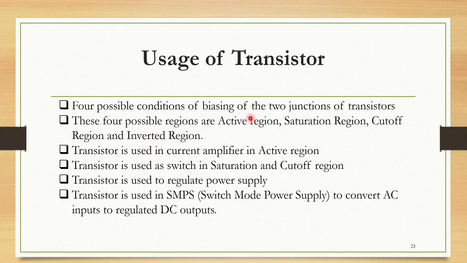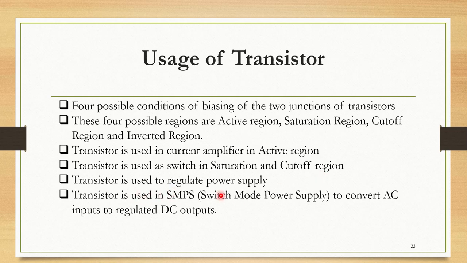Four possible conditions of biasing of the two junctions of transistors. These four possible regions are called active region, saturation region, cut-off region and inverted region. Transistor can be used as a current amplifier in active region. Transistor is used as a switch in saturation and cutoff region.